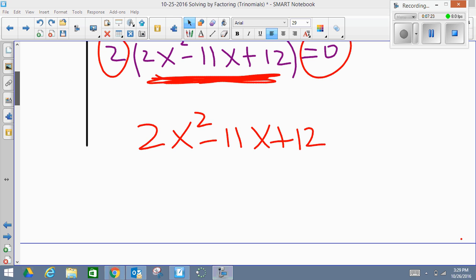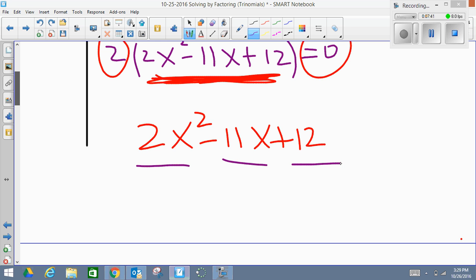Because I have a leading coefficient that is different from 1, I have to factor this in a different way. There are many ways to factor this. The easiest, I think, is using grouping. To do grouping, you need 4 terms. Right now I only have 3 terms: 1, 2, and 3. So I have to find my 4 terms. How do I do that?